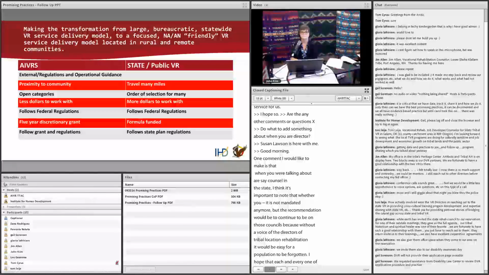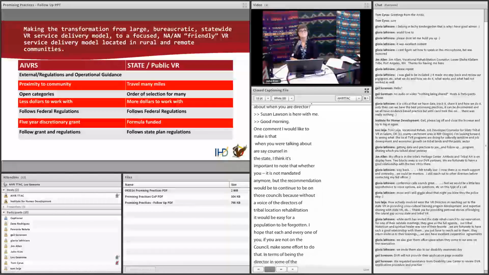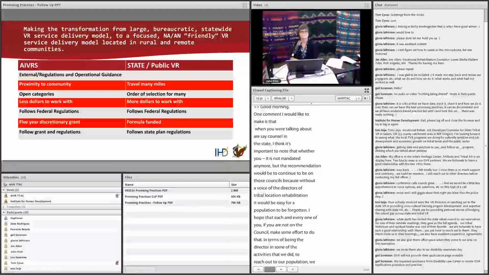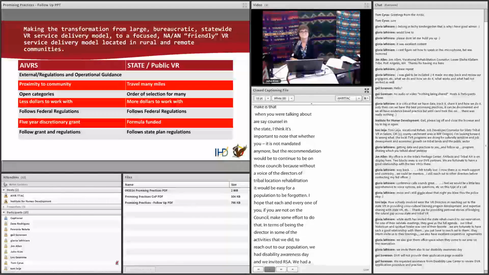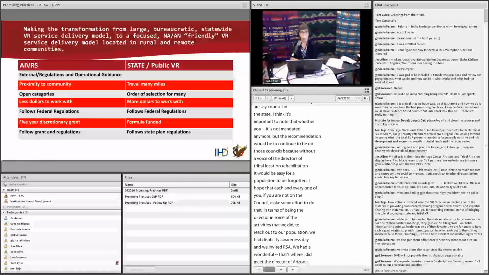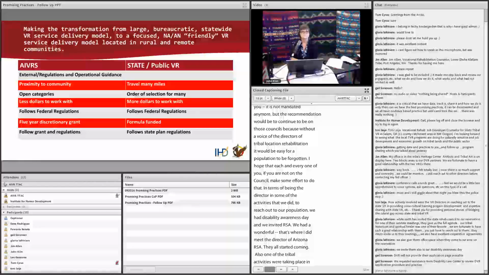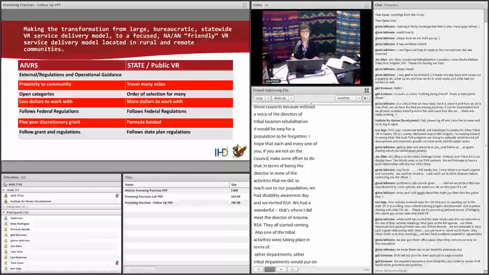In terms of me being the director and some of the activities that we did to reach out to our population, we had Disability Awareness Day, and we invited RSA. That's where I met the director of Arizona RSA, and they all started coming. Also, when other tribal departments put on cultural activities, the RSA would come and join. So we did reach out. We had a wonderful relationship.